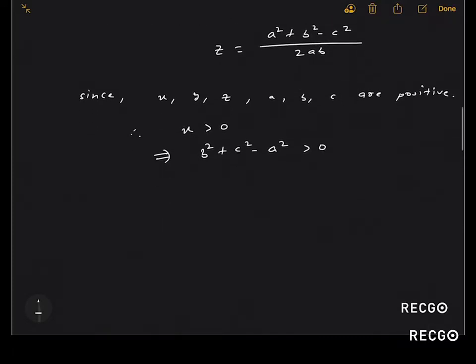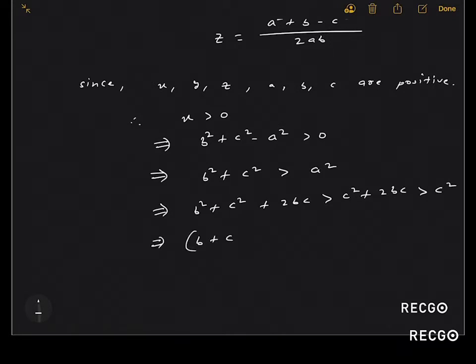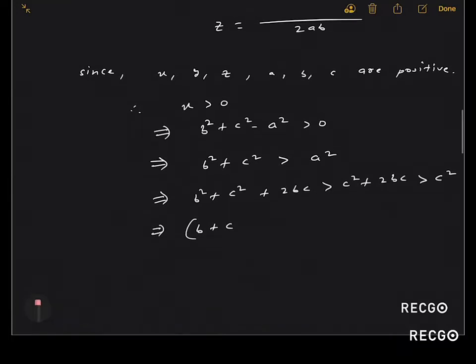But before that, we have to make sure that there must be a triangle with side lengths a, b, and c. See here, it is given that x, y, z, a, b, c are positive, so therefore x must be greater than 0, and putting the value of x greater than 0, we are getting b square plus c square minus a square greater than 0, which means b square plus c square greater than a square. Adding 2bc on both sides, we are getting b square plus c square plus 2bc.